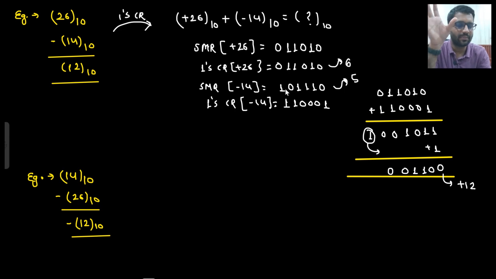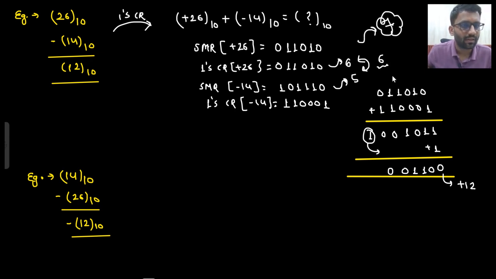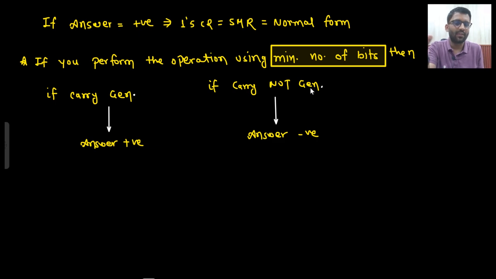Why did you represent it in 6 bits? Because you need to perform the addition. If you represented it in 5 bits, then you would not be able to perform the addition correctly. The number of bits should be the same. The maximum of these is 6, so 6 bits are required. But what if I had represented this number in 7 bits? Then this thing would not work, whether carry is generated or not.